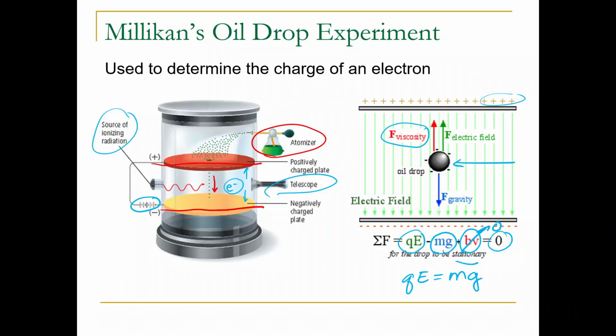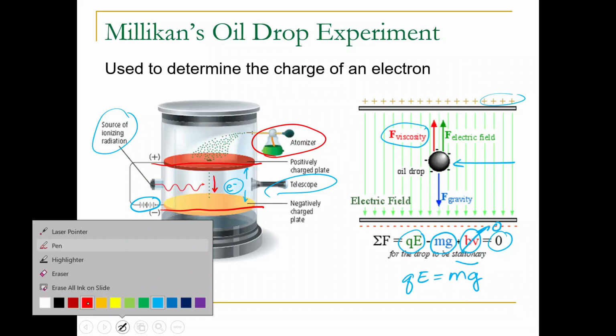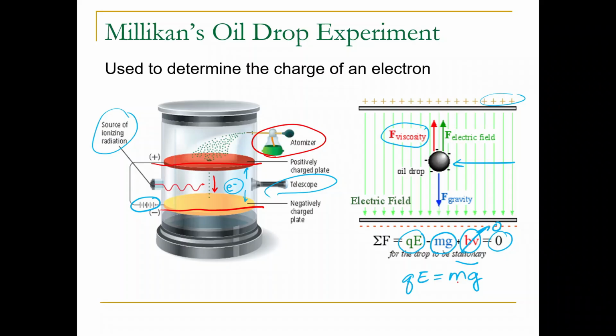Now, each of these droplets actually had different masses, because some drops were only missing 1 electron, some were missing more electrons, and so the mass would change, and so would Q. E is the strength of the electric field created by the plates, so that was a known value. G is our acceleration due to gravity. It was also a known value.